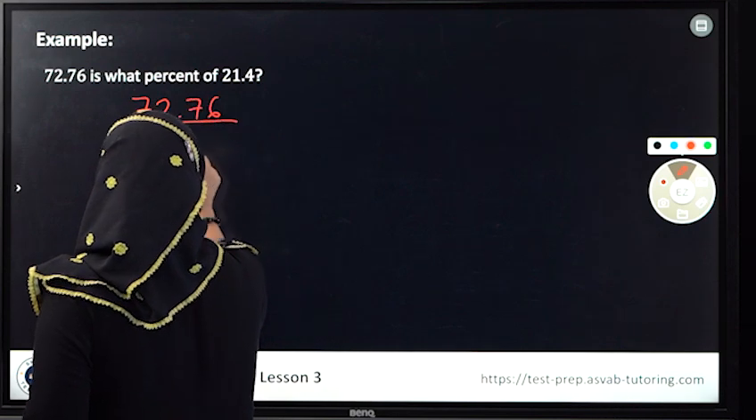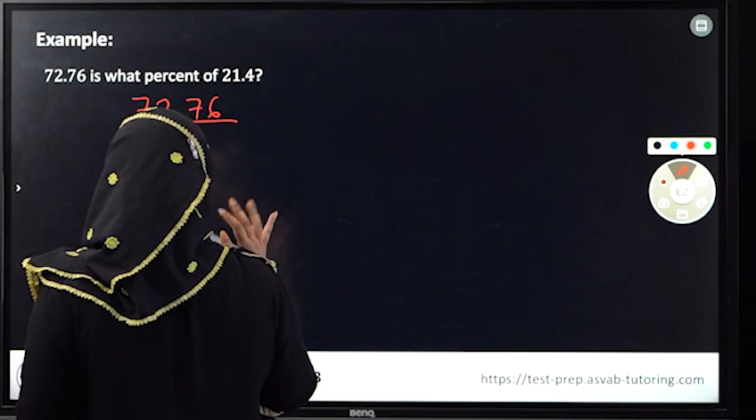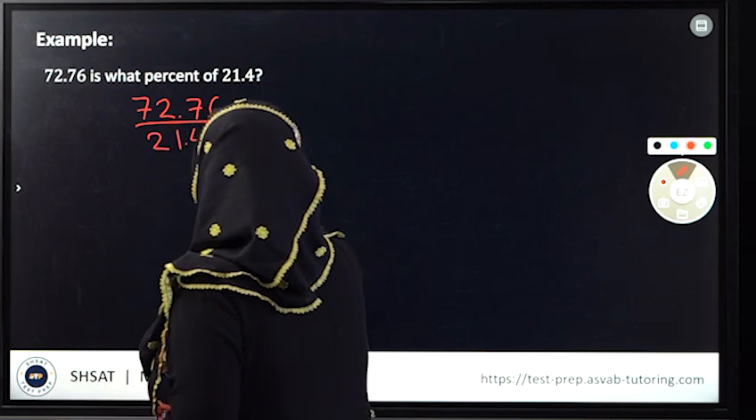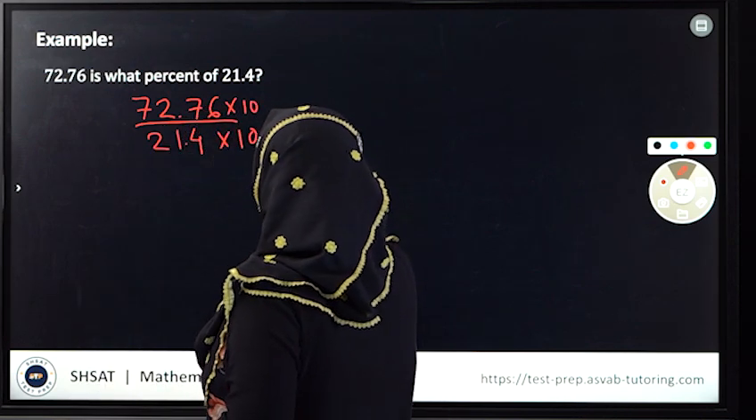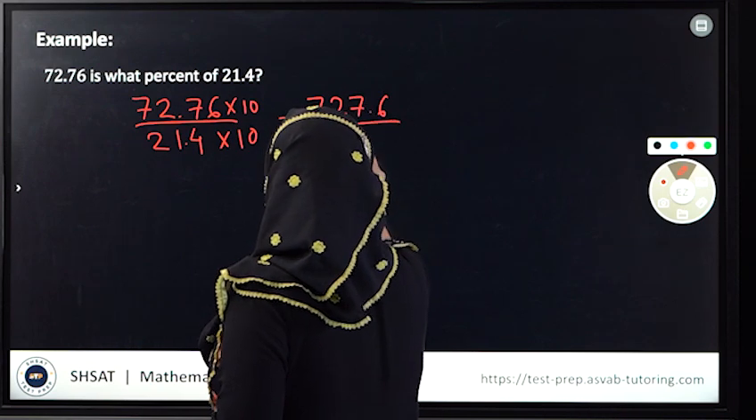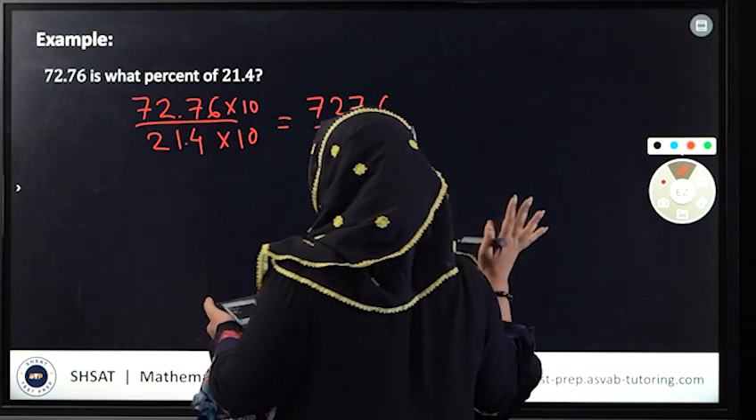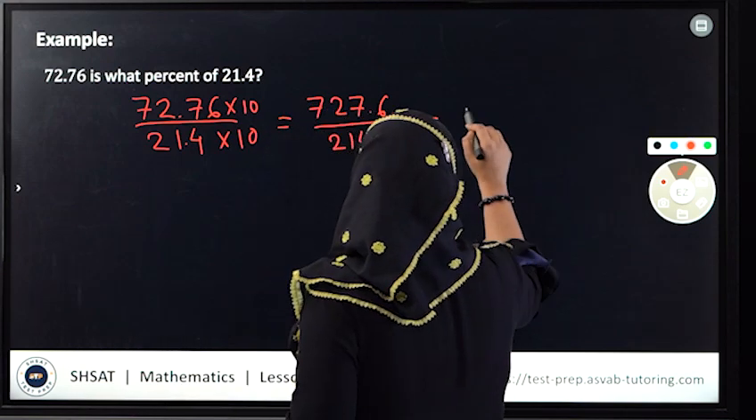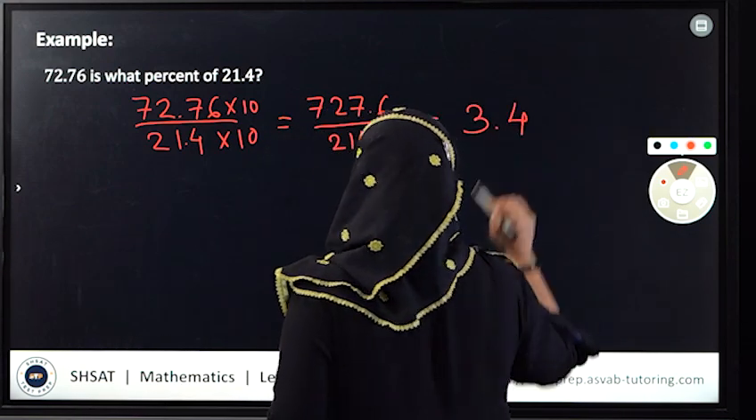That is it, okay? When you do that individually, of course, you're supposed to do times 10 and times 10 so that it gives you 727.6. But here you get 214. And then you divide it in your usual format. So that will give you 3.4, okay?